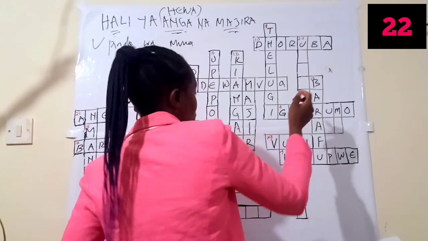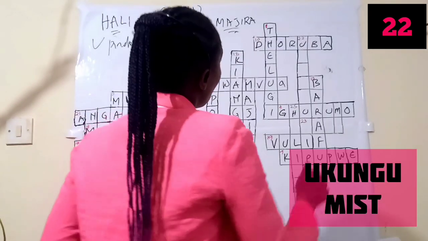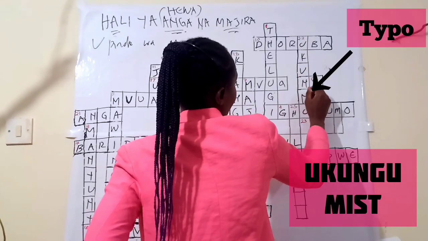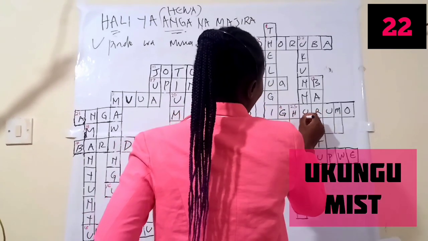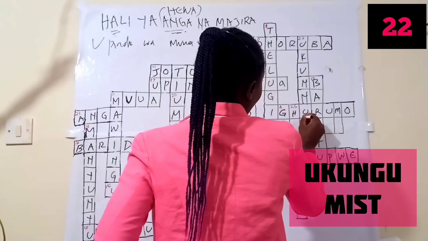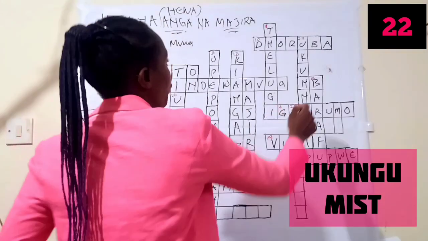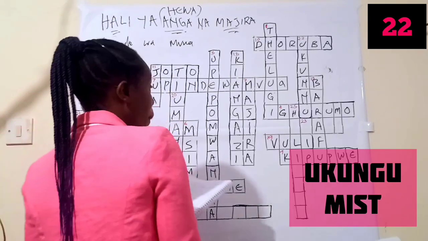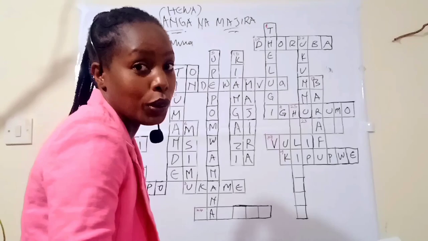So, mist is ukungu. Ukungu. The word ends here. Ukungu is mist. Okay, let's go to number 23.